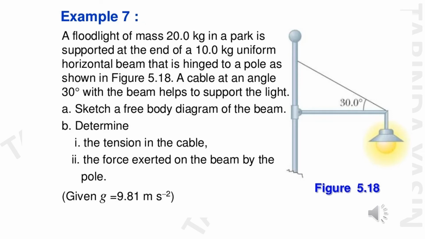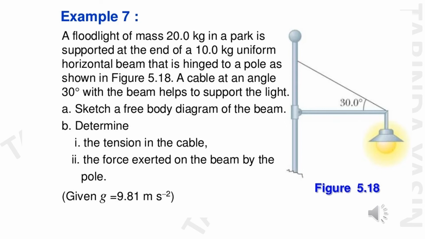Now moving to another example. A floodlight of mass 20 kg in a park is supported at the end of a 10 kg uniform horizontal beam that is hinged to a pole as shown in the figure. A cable at an angle 30° with the beam helps to support the light. Part A: sketch a free body diagram of the beam. Part B: find the tension in the cable. Part C: find the force exerted on the beam by the pole. Here the value of g is 9.81 meter per second square.